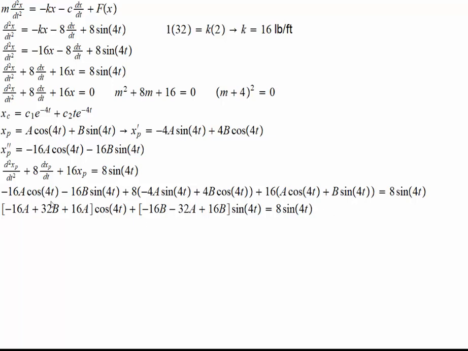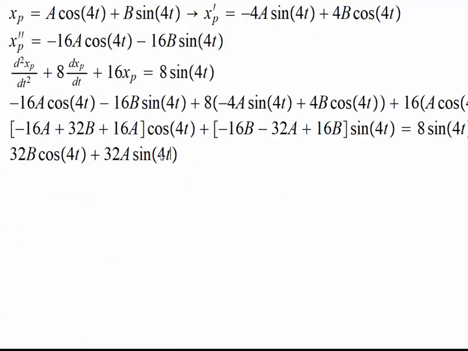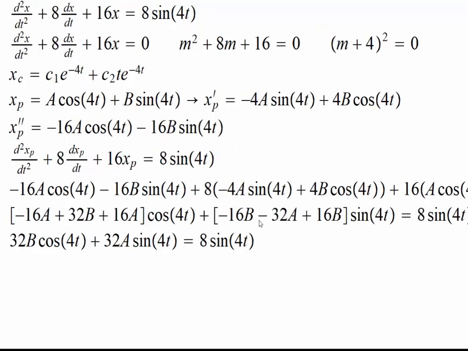So we can see this here, 32b cosine 4t, because the a's cancel here, then plus 32a, sorry about that, sine 4t. Let me just enlarge our fonts again. Sine 4t equals 8 sine 4t. All right, so just one moment, I made a mistake in copying here. Again, this should be negative 32a sine 4t.